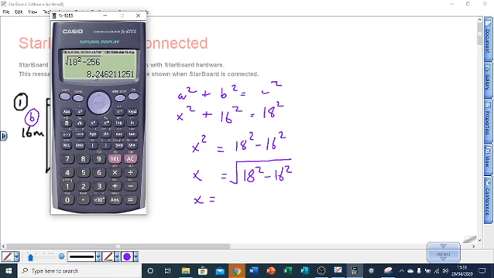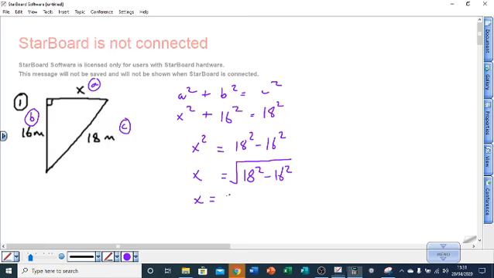But I want it to 1 dp, so it is 8.2. So I'm happy for that at the moment. 8.2. The units are meters, and it is to 1 dp.